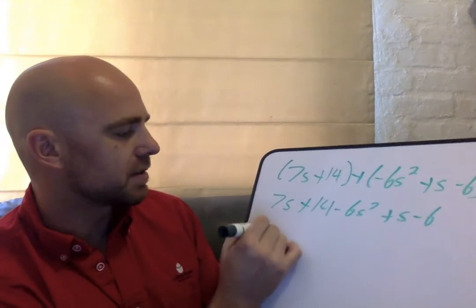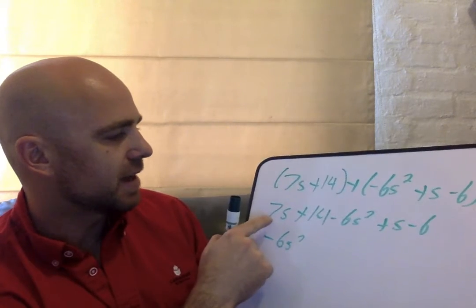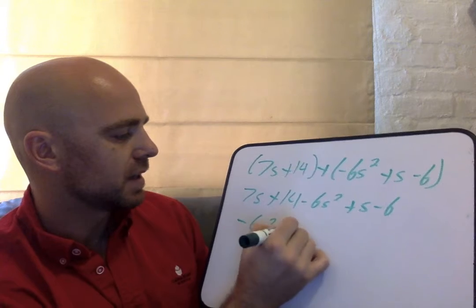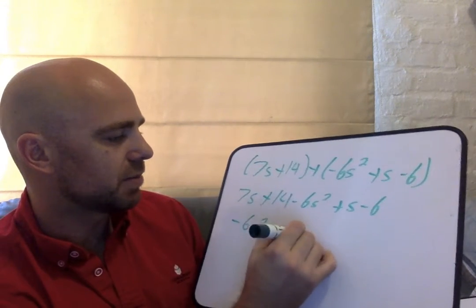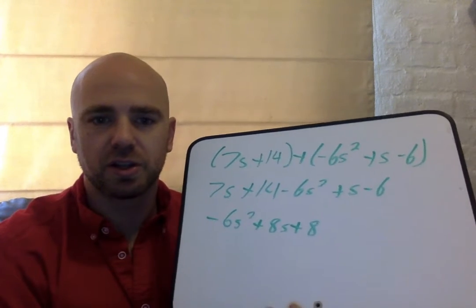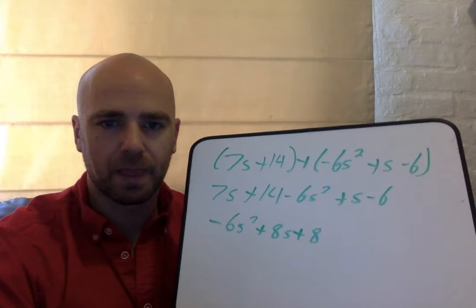So I'm going to take my negative 6s squared, it's the only one I have, and then I'm looking at my s's. I have 7 and I have 1, so that's going to be plus 8s, and then I have 14 and 6, which is also going to be positive 8. So this is what my final term should look like when I finish it.